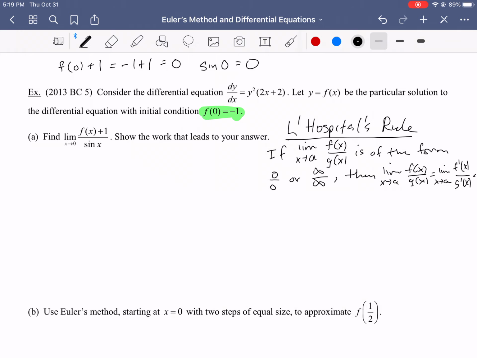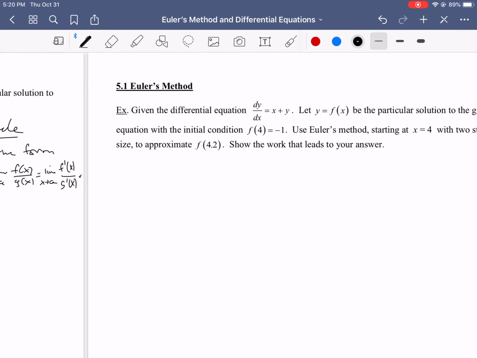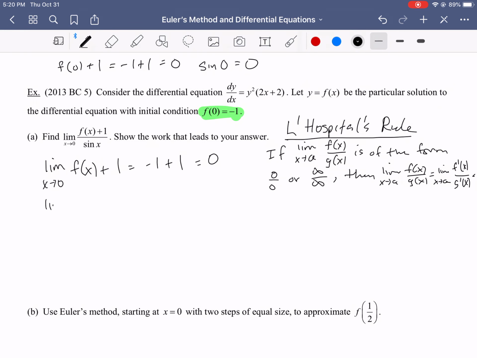That's it. Here is how we're going to write the answer to obtain full credit. I already know that the numerator and the denominator are both going to 0, but I need to clearly say that for the reader. So I'm going to say the limit as x goes to 0 of just the numerator, f of x plus 1, is equal to negative 1 plus 1, which is equal to 0. Furthermore, the limit as x approaches 0 of just the denominator, sine of x, is also equal to 0, because when I plug in 0 to the sine of x, I get 0.